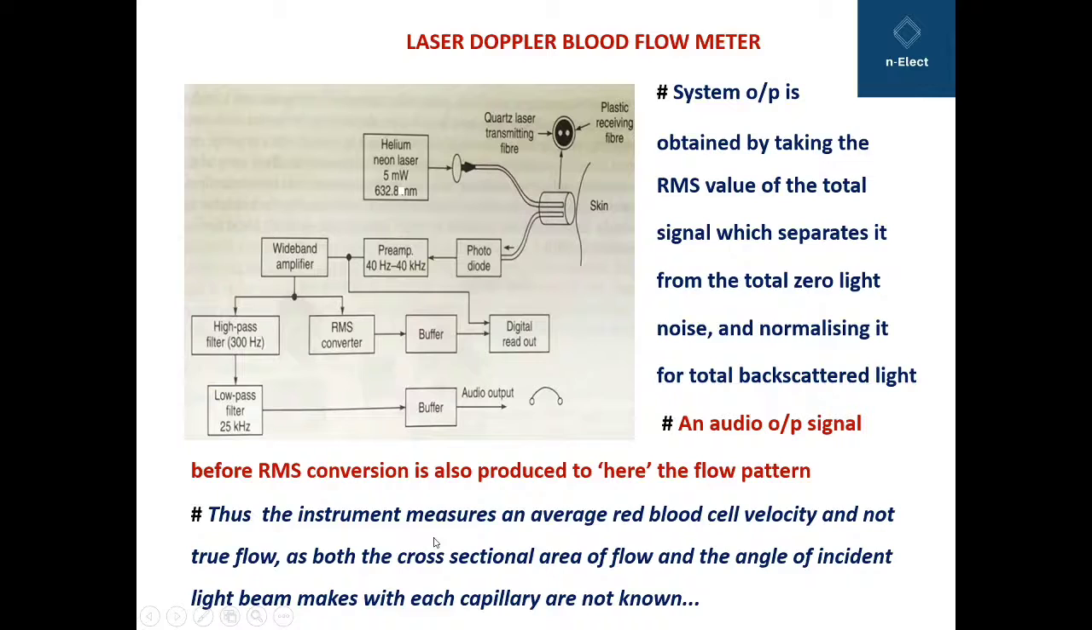Thus, the instrument measures an average red blood cell velocity. Why do we say average blood cell velocity and not the true flow? Because both the cross-sectional area of flow and the angle of the incident light beam mixed with each capillary are not known.